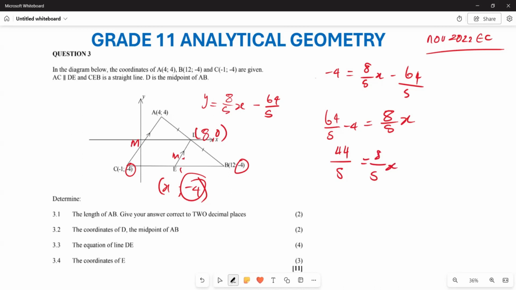Then you can cross multiply or divide by 8 over 5, right? When you're dividing by 8 over 5, the answer for x is going to be 11 over 2. So the x coordinate is 11 over 2. When you write this as a full coordinate, this is 11 over 2 and negative 4 altogether. This is how you calculate the coordinates of E. Hopefully all of this makes sense to you now, and thank you very much.